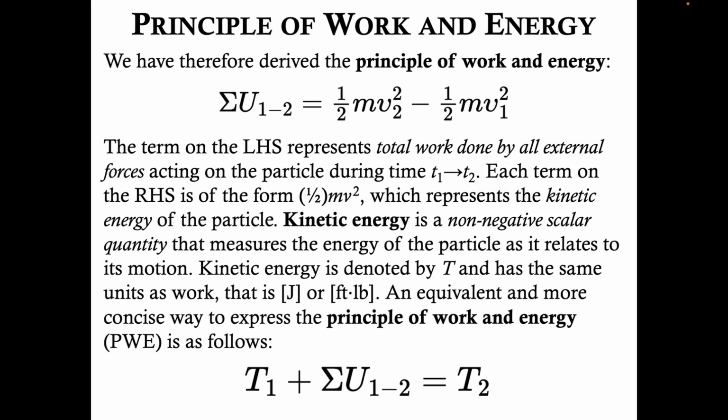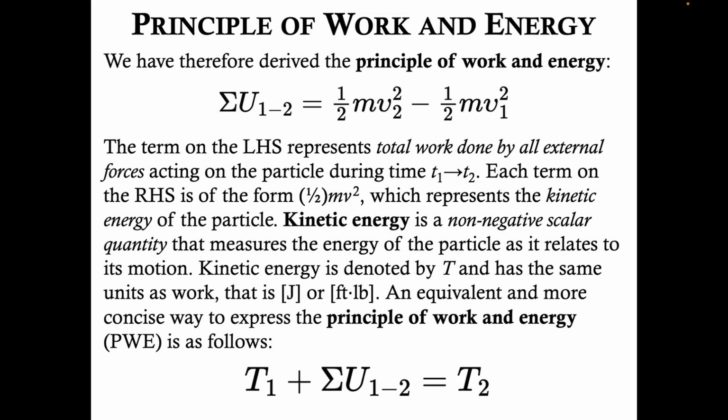Each term on the right-hand side is of the form 1/2 m v squared, which should look familiar to you. It represents the kinetic energy of the particle. Kinetic energy is a non-negative scalar quantity that measures the energy of the particle as it relates to its motion or its speed. Kinetic energy is denoted by uppercase T. That's the symbol we'll use throughout this entire class, uppercase T for kinetic energy. Kinetic energy has the same units as work. That would be joules, which is a Newton meter, or foot-pound typically.